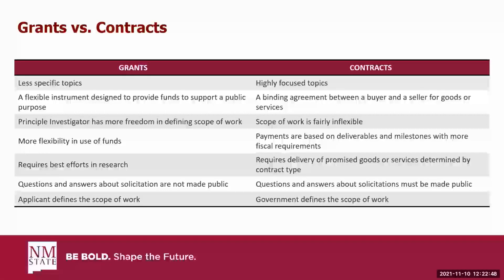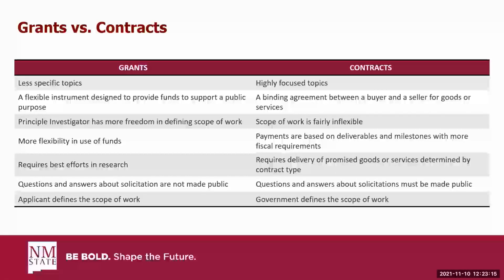With grants, it's very flexible compared to contracts because they're providing funds to support a public purpose, versus contracts, which are a binding agreement. So important to note that. In grants, the PI has a lot more freedom in defining the scope of work, versus contracts, where the scope of work is usually pretty inflexible.